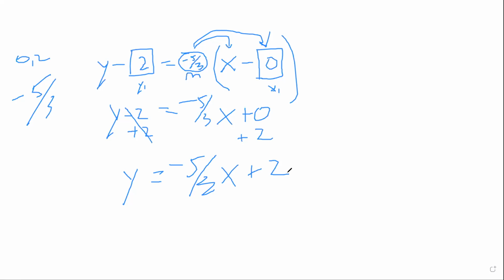Now I'm completely comfortable graphing that when I go and start at 2. My y-intercept is right here at 2. I'm going to go up 5 and left 3. 1, 2, 3, 4, 5. Up 5, left 3. Line with a negative slope goes something like that.